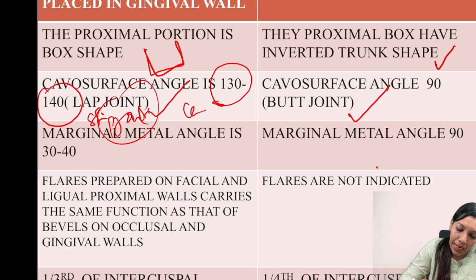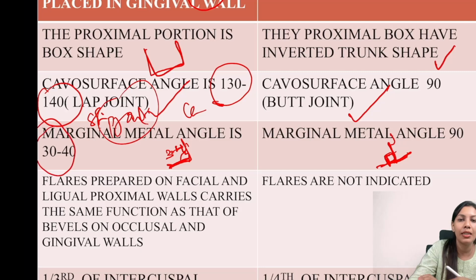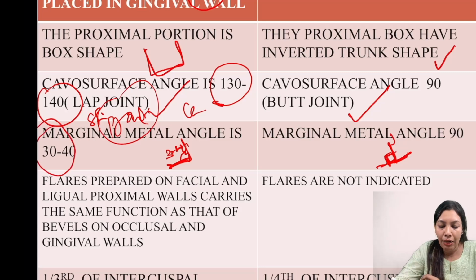The marginal metal angle is also 90 degrees. Since the cavosurface angle is 90 degrees, the margin of the metal and the tooth is actually 90 degrees. But here the marginal metal angle is slightly 30 to 40 degrees. You can memorize it as gingival bevel is 30, marginal is also 30, right? Flares are not indicated in an amalgam.